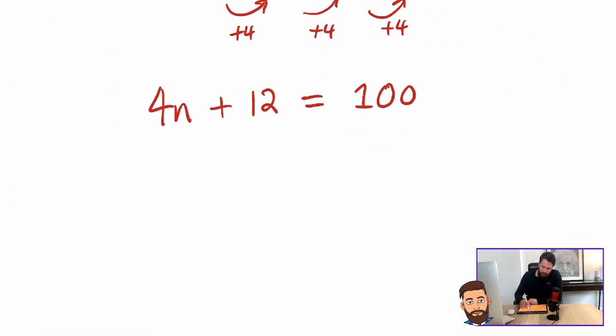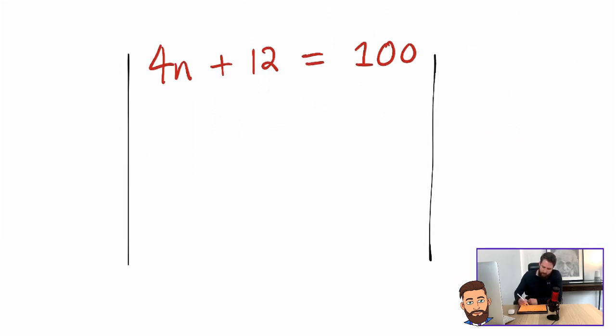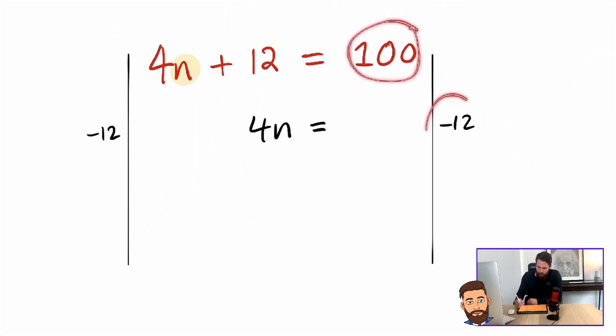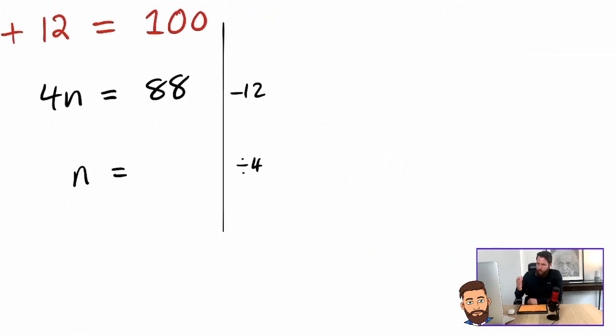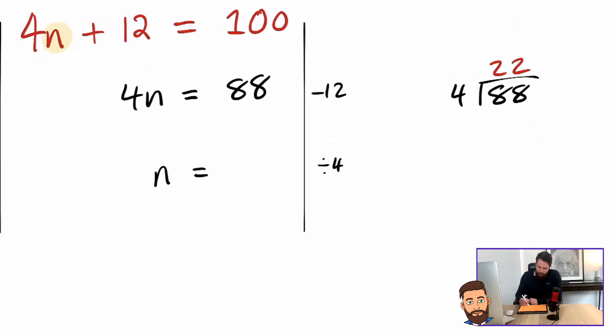Step 3, solve. If we solve this equation to find n, the first step is to get rid of this plus 12 by doing the opposite and minusing 12 from both sides, which gives me 4n equals 100 minus 12, which is 88. Then you divide both sides by 4, so this is just basic solving equations. So n equals, how many 4s go into 88? If you don't know off the top of your head, you can simply do a bus stop. 4 into 88. 4 into 8 goes twice, nothing left over. So n is going to be 22.